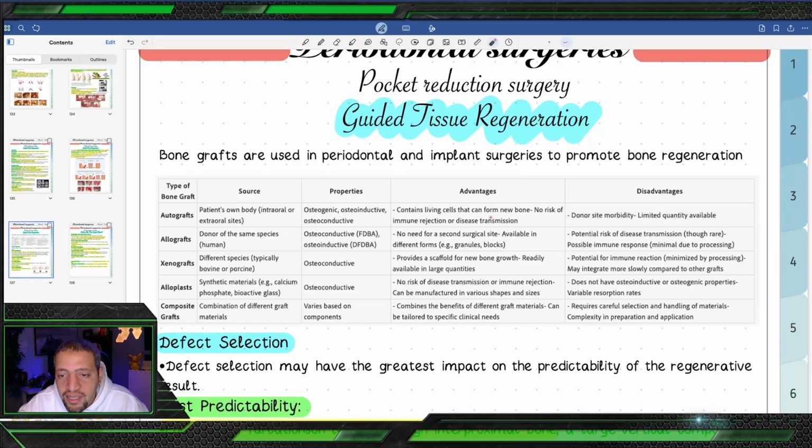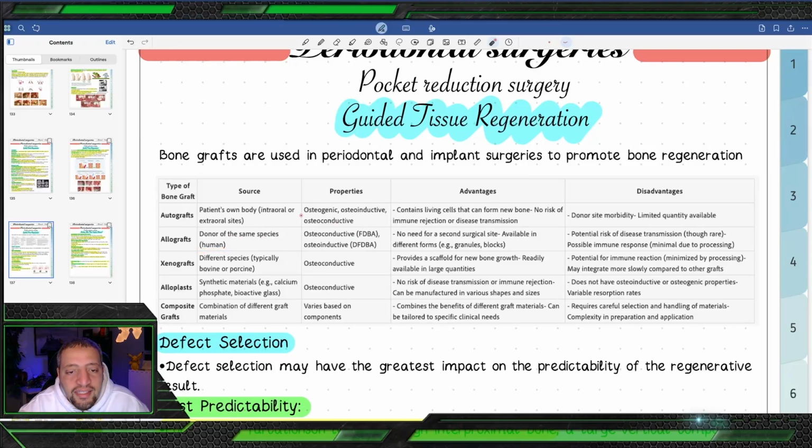It contains living cells that can form new bone, with no risk of immune rejection, and this comes from a donor site, which is a disadvantage because you are cutting bone from a different place inside the oral cavity, and it has limited quantity available. Okay, allograft, donor of the same species, which means it comes from a human.